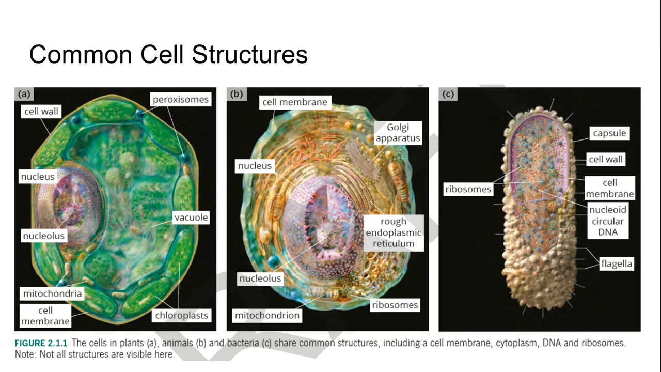Here we have just a picture of a plant cell, an animal cell, and then on the far right we have a bacterial cell with some of the most common organelles, and not all structures are visible in these diagrams.